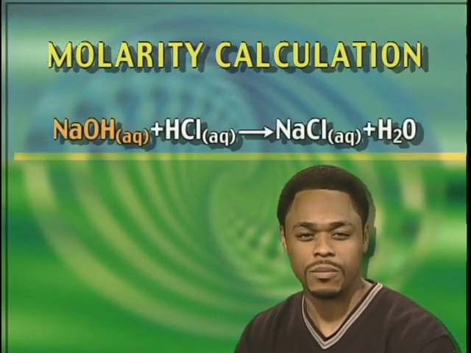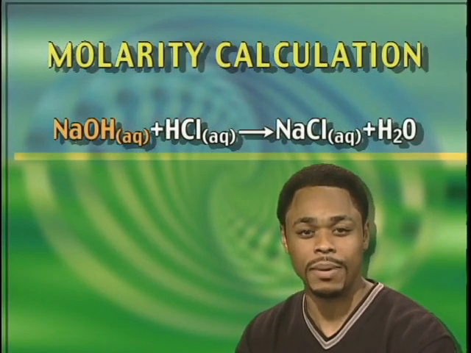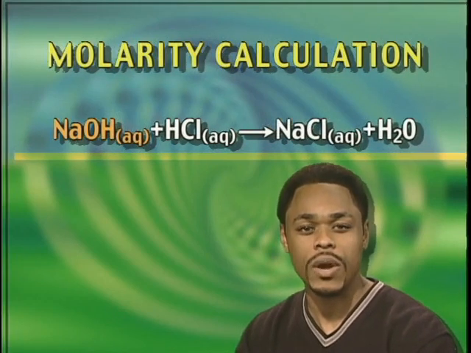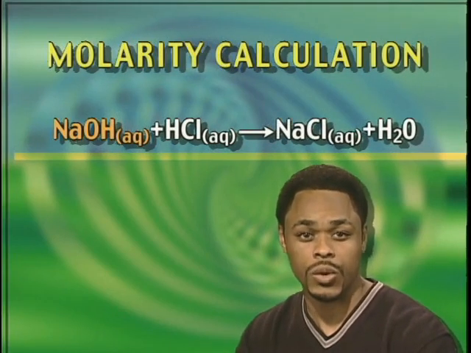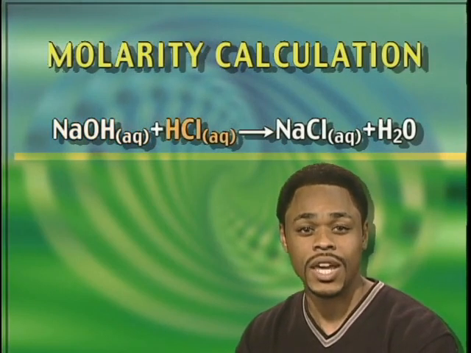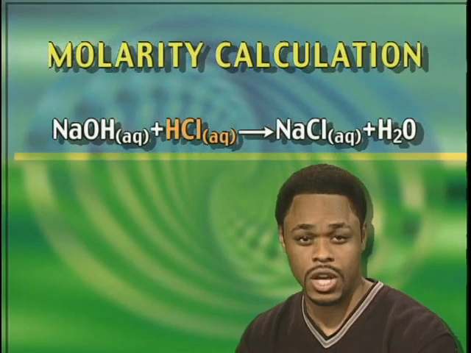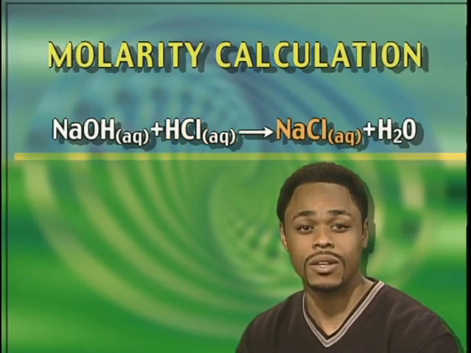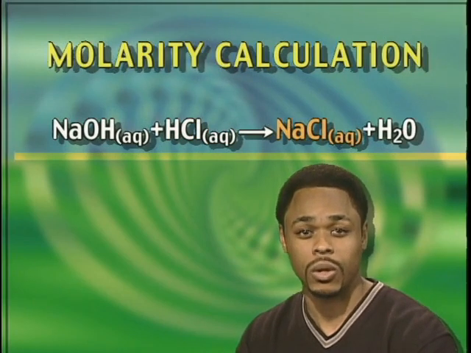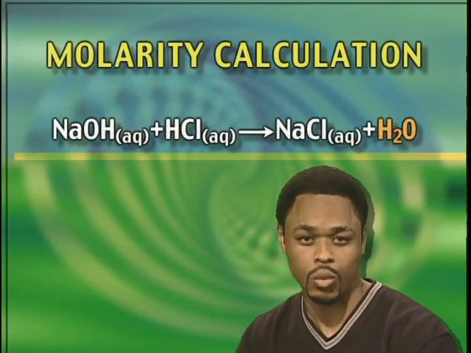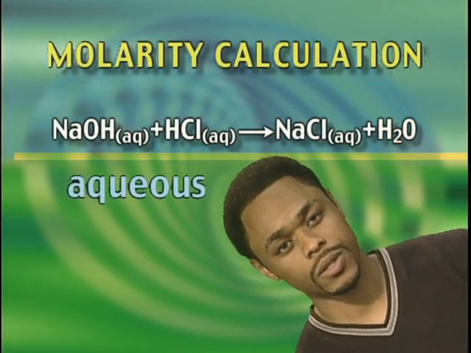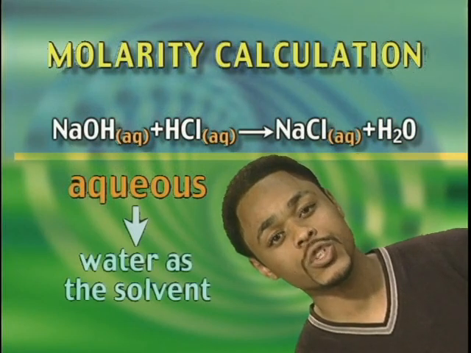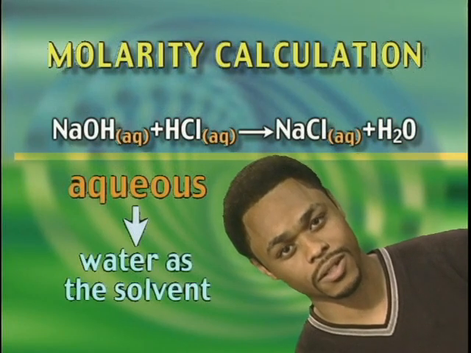We'll take a lot of information we need for the calculation from the balanced chemical equation that represents the reaction: NaOH sub AQ, which is aqueous sodium hydroxide, plus HCl sub AQ, which is aqueous hydrochloric acid, yields NaCl sub AQ, which is aqueous sodium chloride, plus H2O, water. The term aqueous, represented by the subscript AQ in the equation, just means your solution has water as the solvent.